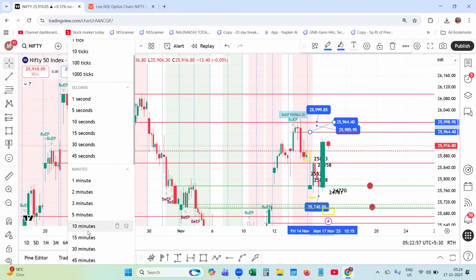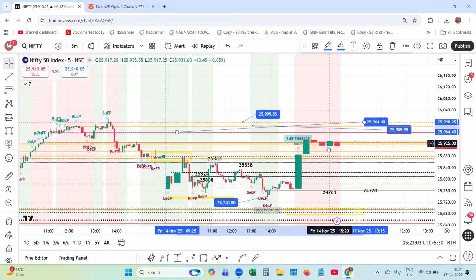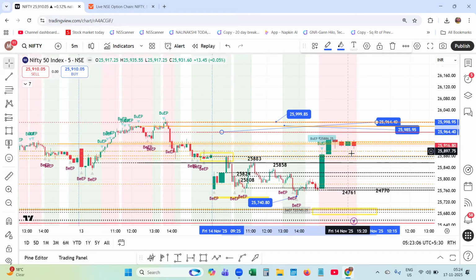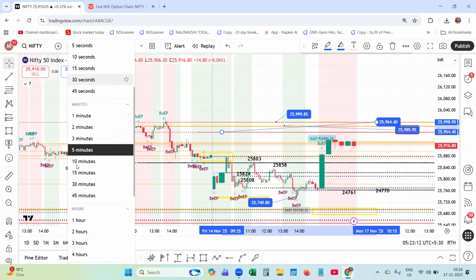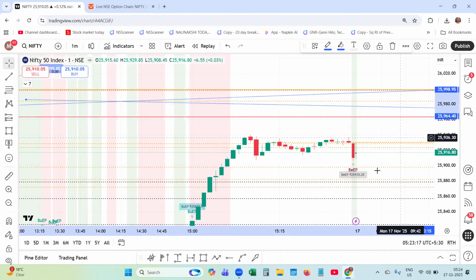on, let us see, 5 minutes. You can see 1, 2, 3. Price has been, actually, there was a rejection from that level. So even if I change it to 1 minute, you can see a bearish EP already started forming.